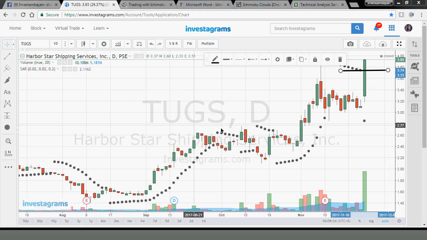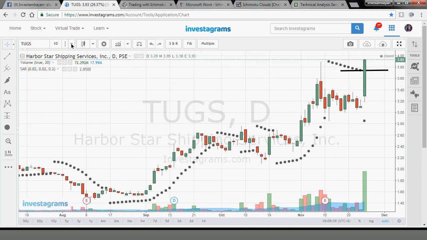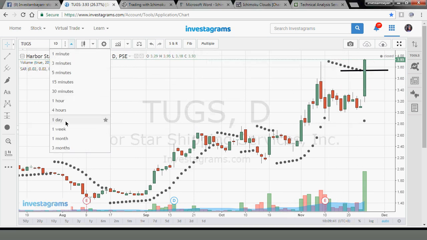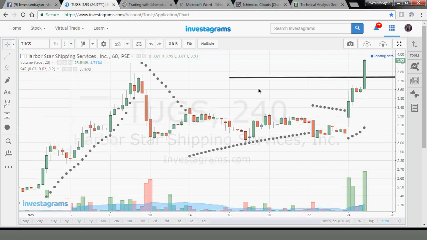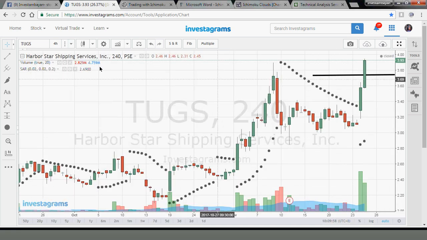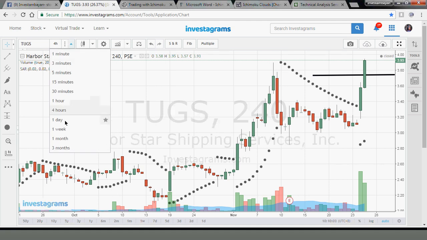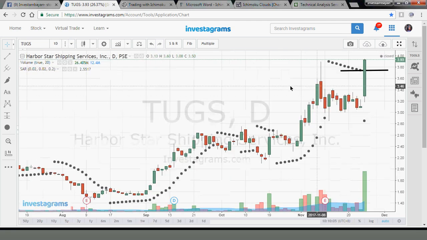So, nakita ko lang yung first parabolic, bumili na ako nito. Kasi tiningnan ko siya sa shorter time frame yesterday. Wala pa to nung yesterday. Tingnan ko siya sa per hour, meron na siya, may breakout na nangyari. Tingnan ko din siya sa 4 hours, meron na siya. First parabolic na siya. Let's go back sa daily.